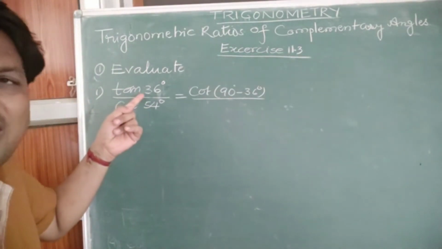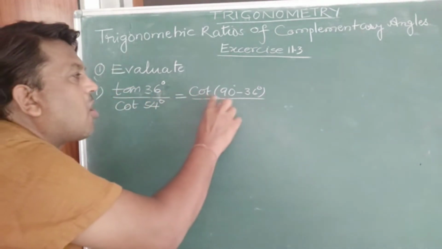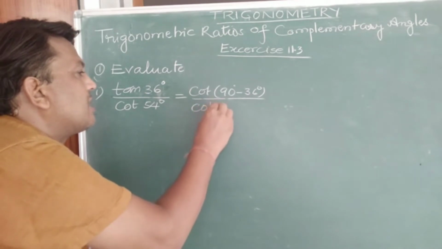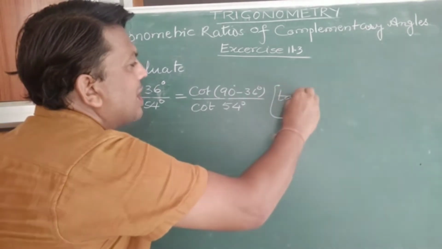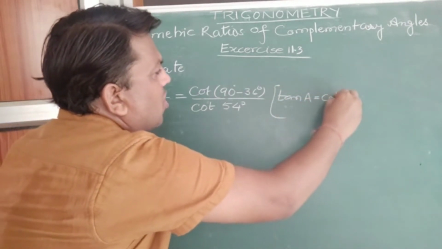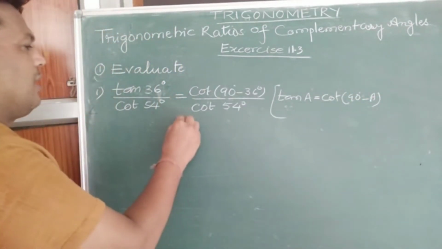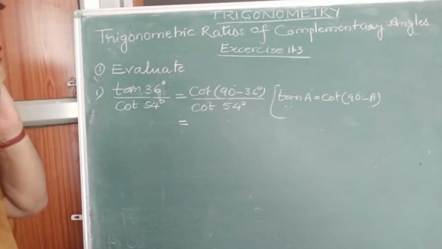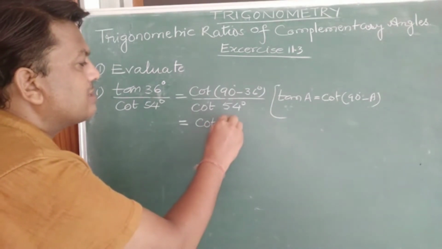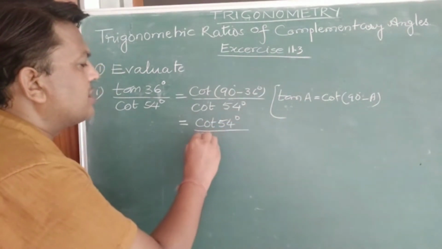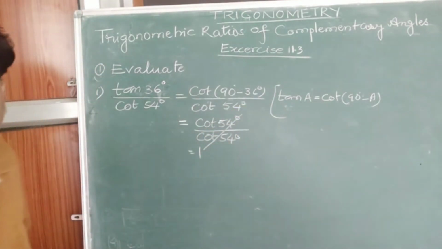So I am converting the numerator here. You can convert the denominator in the form of the numerator. So tan A is equal to cot 90 minus A, and the denominator is already cot 54 degree. The formula is tan A is equal to cot 90 degree minus A. Now 90 minus A, the same value we will get. Cot of 90 minus 36, which is 54 degree, and the denominator is already cot 54 degree. Same value, same answer. So we will get 1.